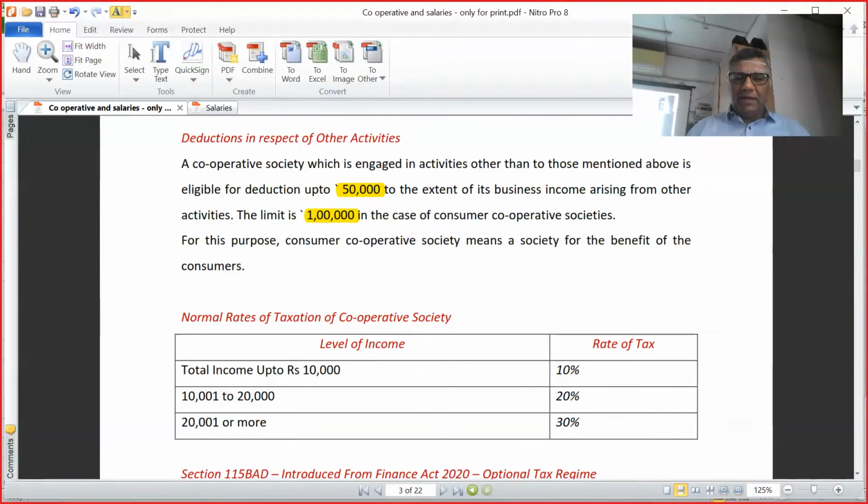It's a slab rate. If it is 15,000, it is 1,000 plus 5,000 into 20%.